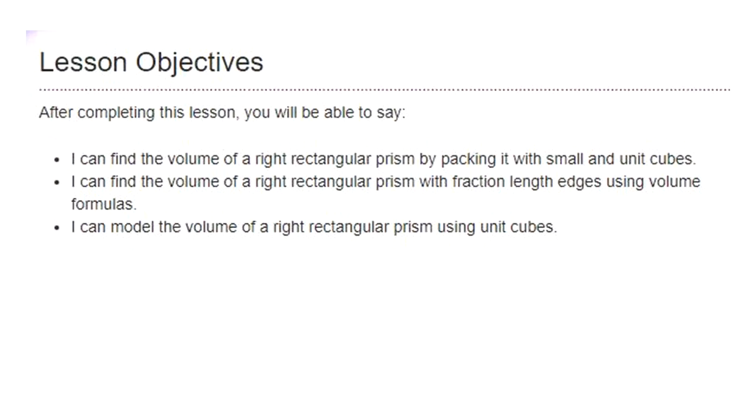So today we're going over 107 unit cubes and volume. Our objective is that after this lesson, you're going to be able to say that you know how to find the volume of a right rectangular prism by packing it with small unit cubes. You will also be able to say that you can find the volume of a right rectangular prism with fraction length edges using volume formulas. And you should be able to say that you know how to model the volume of a right rectangular prism using unit cubes. Right now, that sounds like a whole bunch of words. It doesn't make any sense. So let's go ahead and teach the lesson so you know what we're talking about.